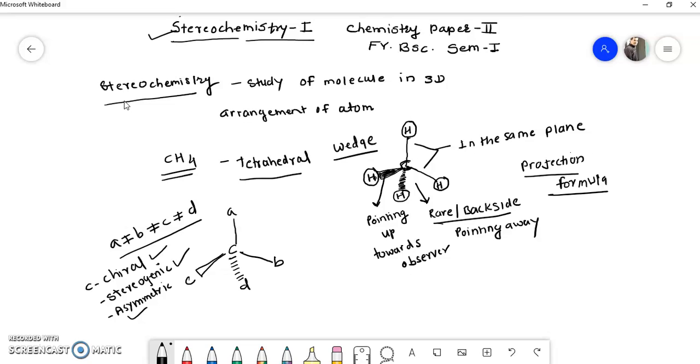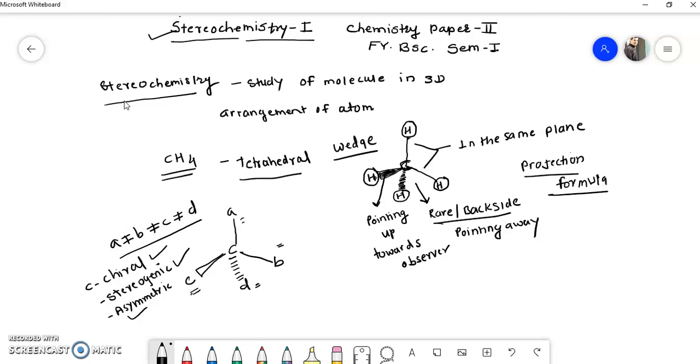The carbon atom which is attached to four different groups, and in three dimensions we can represent the four different groups in this way. One group is here, group C is pointing towards you, group D is pointing away from you, and these two groups A and B are in the same plane.